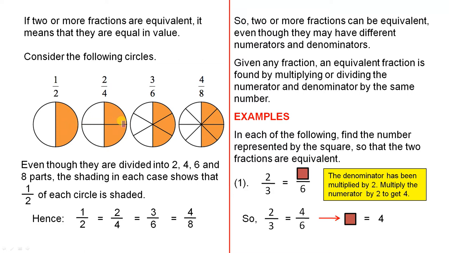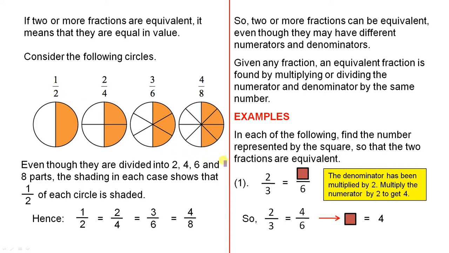This one is divided into 6 parts, and 3 of them are shaded. You can still see that the amount of shading is the same as those two, so it's still a half. And here we have 8 parts, and the same amount is shaded, so 4 out of 8 parts, which means half of the circle is shaded.